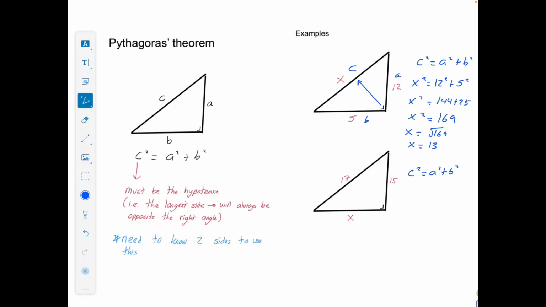First thing, label your hypotenuse. Hypotenuse is opposite the right angle, so it'll be there, and again, a and b don't matter. I'm going to fill in my formula, so it's c squared, which is 17 squared, is equal to 15 squared plus x squared. I'm going to put all these numbers in my calculator separately, so 17 squared, that's 289, is equal to 15 squared, which is 225, plus x squared.